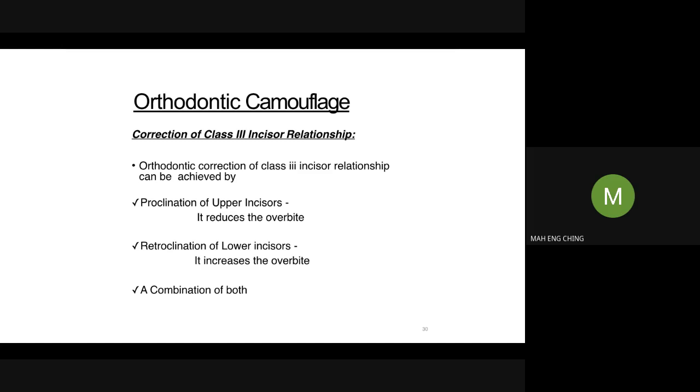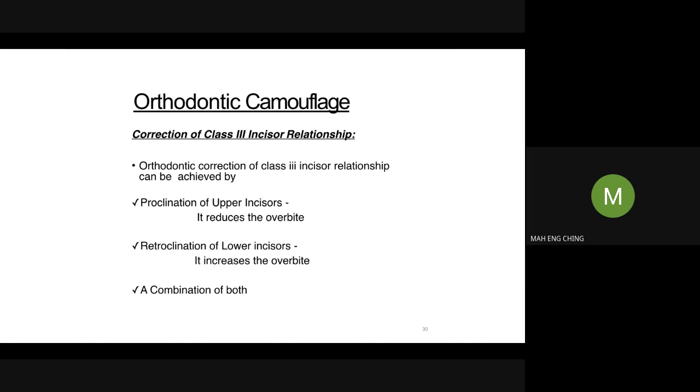So you still get the normal bite. So a lot of time for the camouflage treatment, for braces, we always procline the upper incisor and retrocline the lower incisor, which means the patient will still remain skeletal class 3, but the incisor angle will change. That's how we do the camouflage treatment. By changing the incisor angle, we correct the overbite, overjet, but the patient's skeletal pattern still remains class 3.